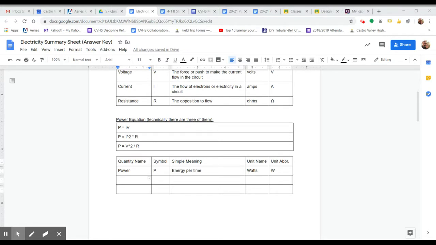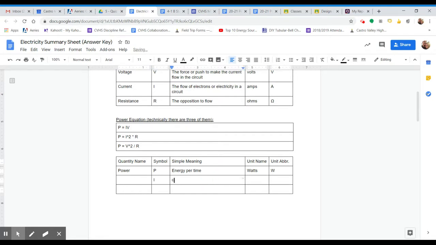For the power equations, remember, I've seen a few of you already, this isn't talking about mechanical power, we're talking about electrical power. So that is current times voltage, or there were two other ways to write it: current squared times resistance, or voltage squared divided by resistance. So P stands for power, which is pretty much just your energy per time, measured in watts.